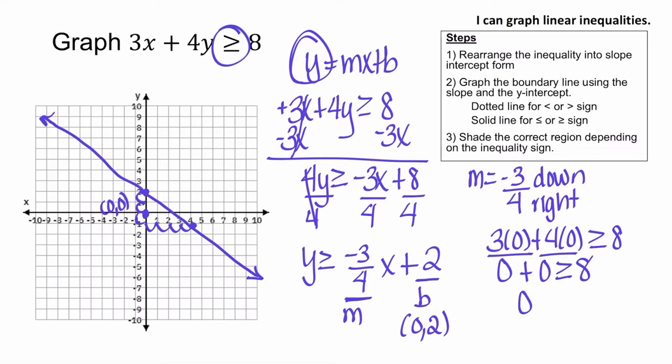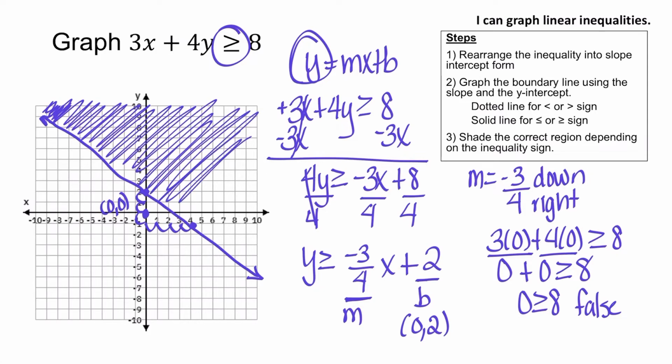Well, this tells me that 0 is greater than or equal to 8. That is false. So I'm going to shade the side that does not include (0, 0). So that would be this part of my graph that is on the other side of (0, 0).